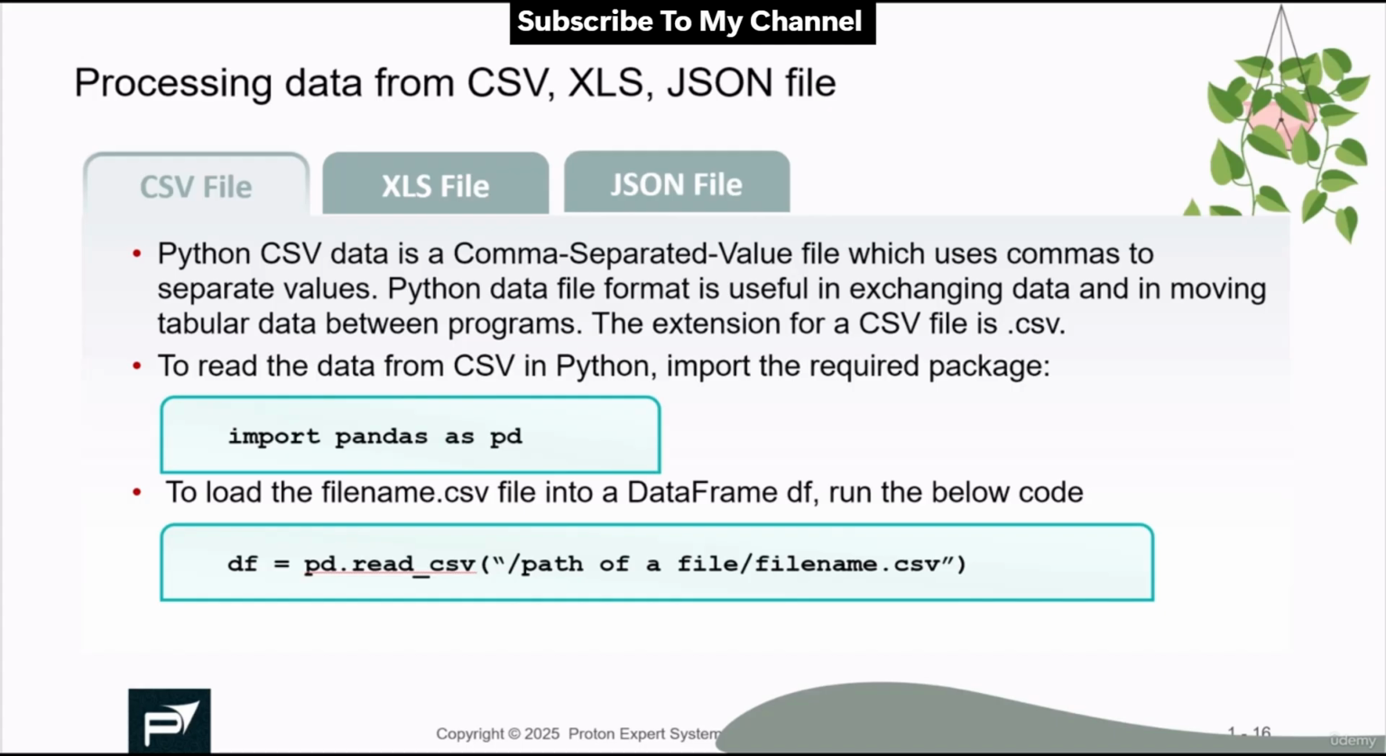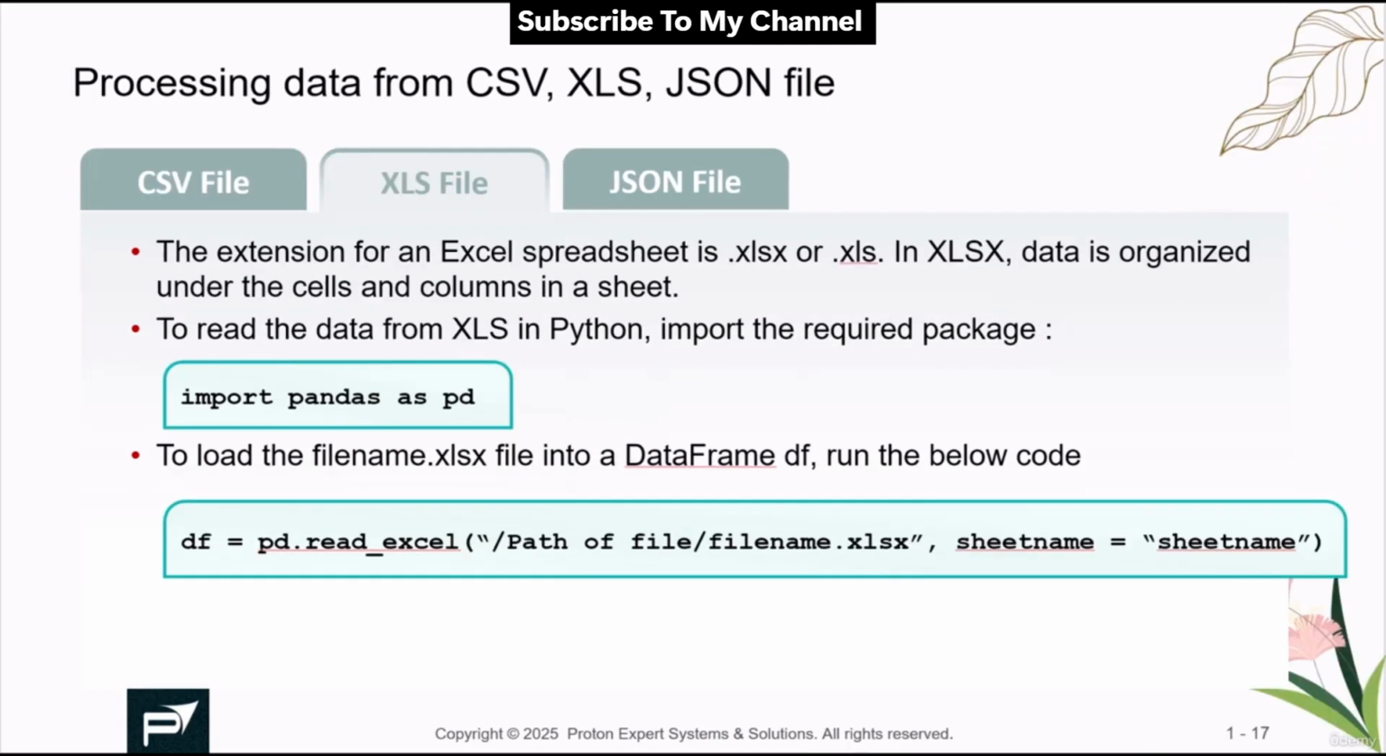Let's see the process of data from an XLS file. The extension for an Excel spreadsheet is .xlsx or .xls. In XLSX, data is organized under the cells and columns in a sheet. To read the data from XLS in Python, import the required package such as import pandas as pd and load the file into the data frame.